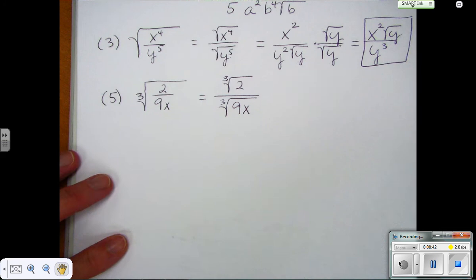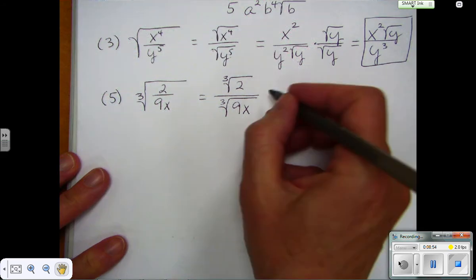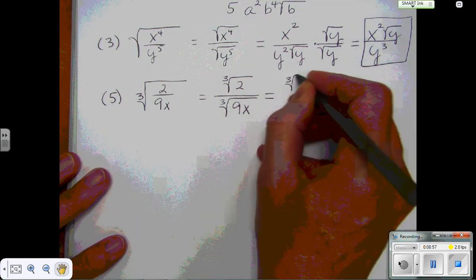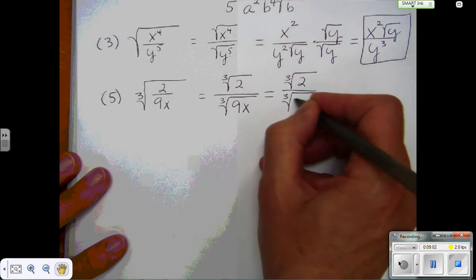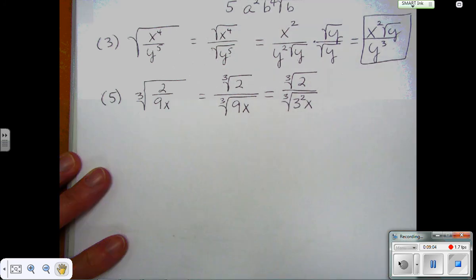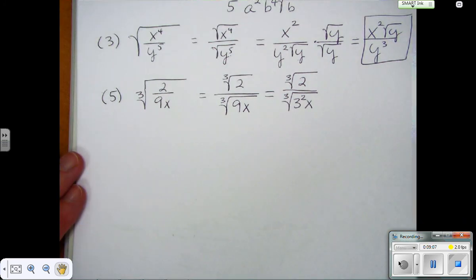Okay, so 9 is a composite number, that number in the denominator. I want to rewrite that as a prime number raised to a power. That way I can see how many factors I have. So the numerator is going to stay cube root of 2, denominator cube root of 3 squared x. So all I did was I changed that 9, a composite number, to a prime number raised to a power, 3 squared. So I can see in the denominator that I have 2 factors of 3 and 1 factor of x. And I have to rationalize that fraction.